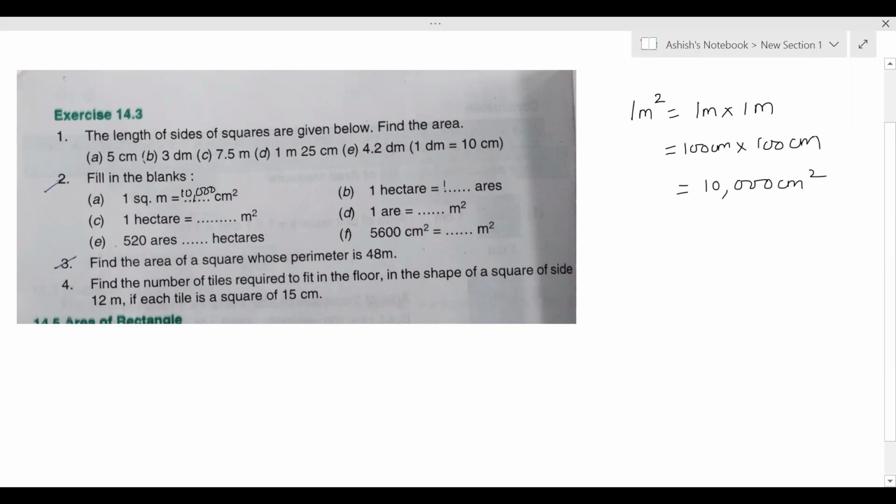1 hectare equals to 100 areas. And 1 hectare is equals to again 10,000 meters square. 1 area is equals to 100 meters square. Now 520 areas is how many hectare?